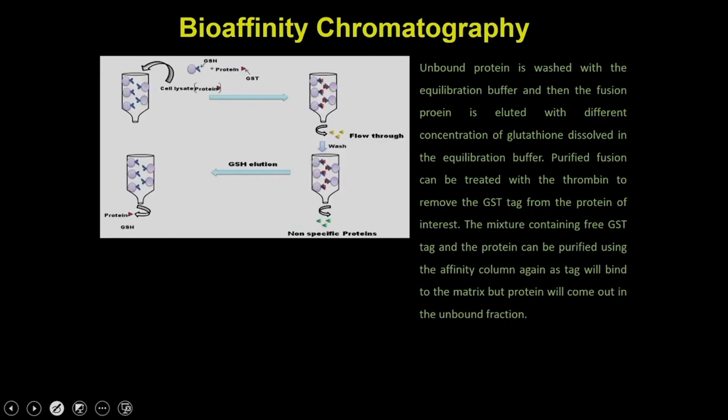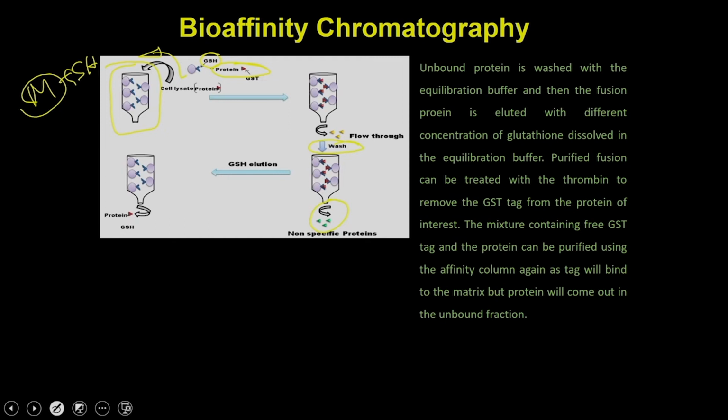So, you generate the column where the matrix is going to have the GSH, okay, and once you have the GSH containing column, you can pack it and then you flow the cell lysate. What will happen is the GSH containing matrix is going to bind the GST containing proteins, and then you wash this column so that the non-specific proteins are removed, and now you have only the protein which contains the GST bound to the matrix.